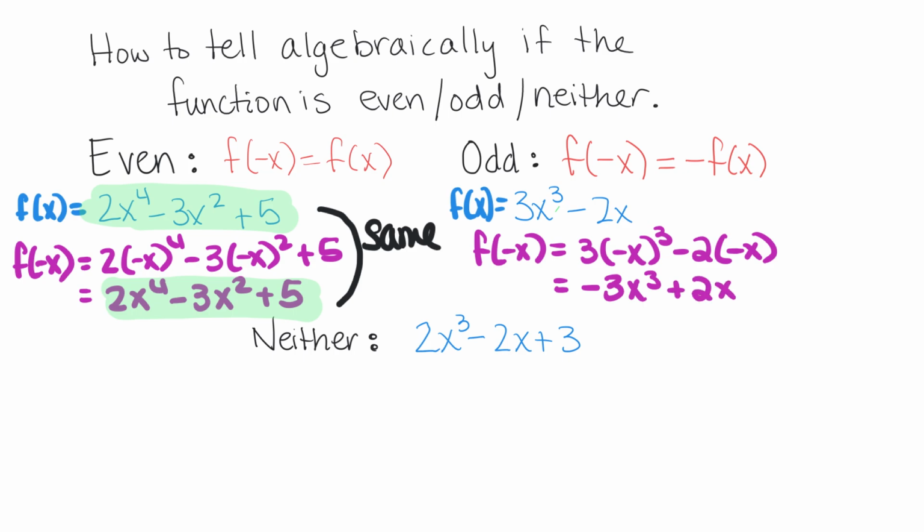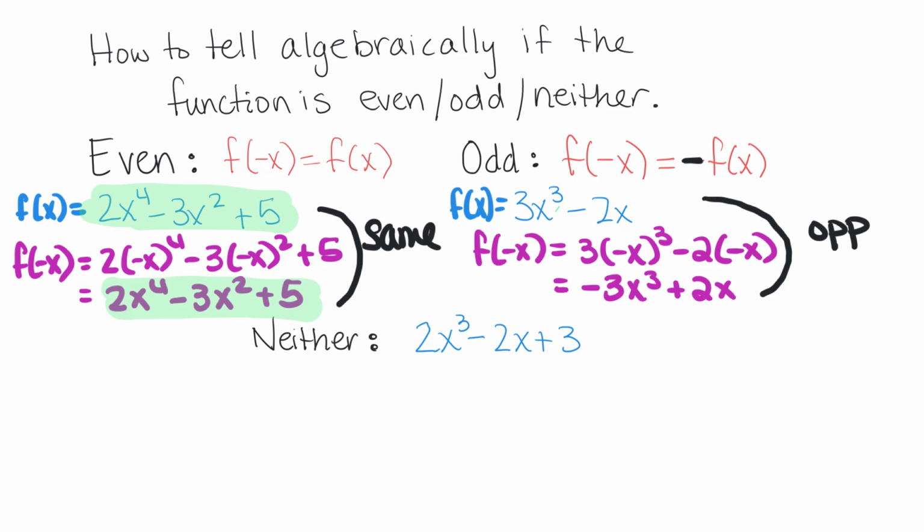Well, now we need to compare, okay? Well, my 3x to the third in the original function became negative 3x to the third. And my negative 2x in the original became positive 2x. So when I compare these, aren't they the opposite? And that's what needs to happen, right? When I plug in f of negative x, it needs to be the opposite of f of x. And so when they're all opposite, then it's going to be odd.